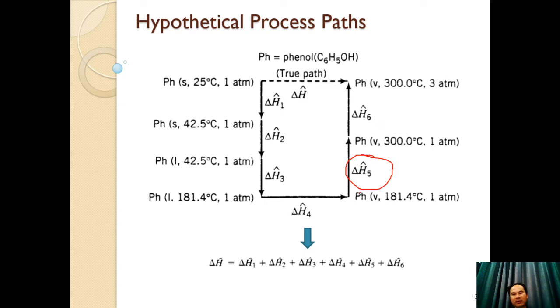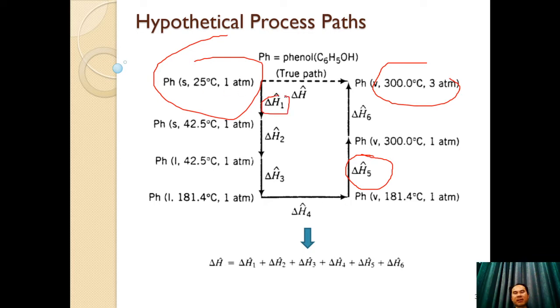In conclusion, we can calculate delta H from solid phenol at 25 degrees Celsius, 1 atm, to phenol in vapor phase at 300 Celsius, 3 atm. This includes delta H1 plus delta H2 plus delta H3 plus delta H4 plus delta H5 plus delta H6. We get the enthalpy change that equals delta H. Because we cannot determine it directly from the first state to the last, we follow the path.